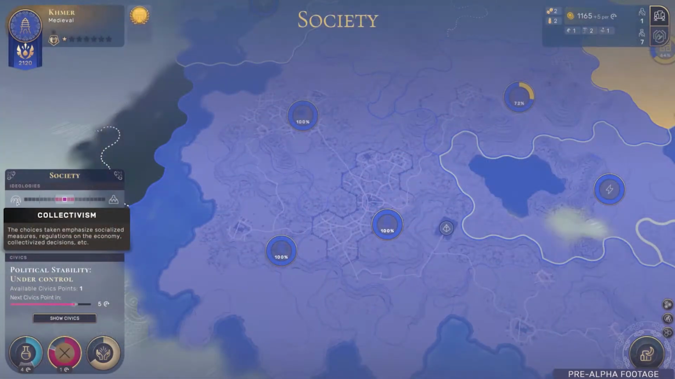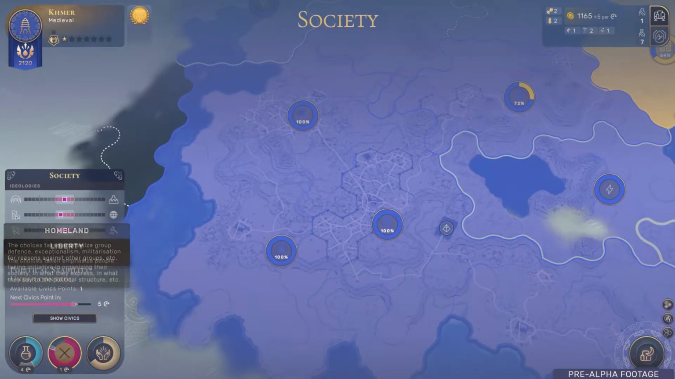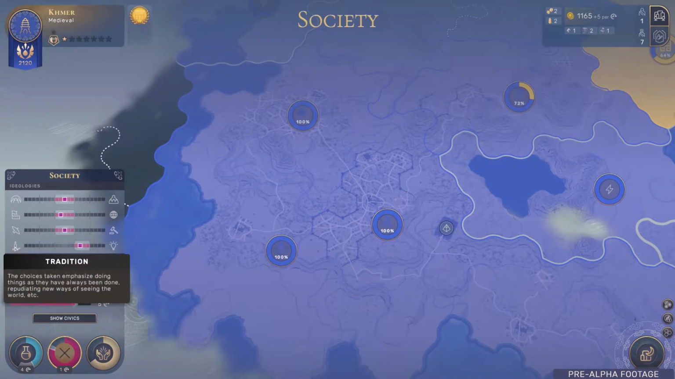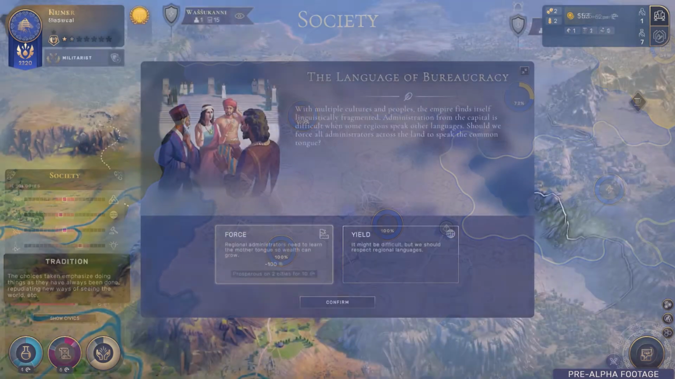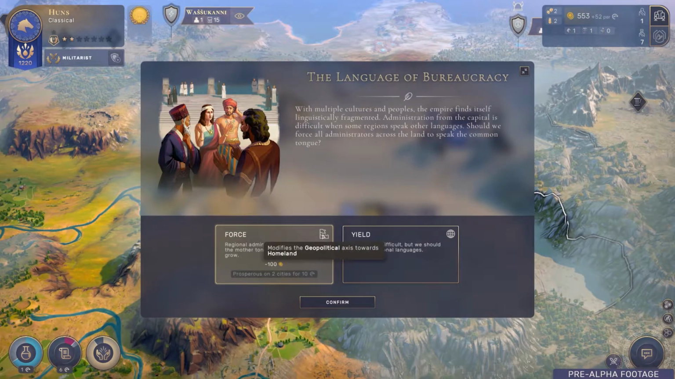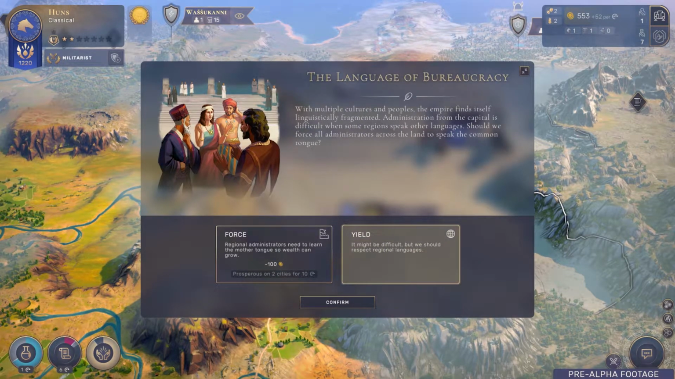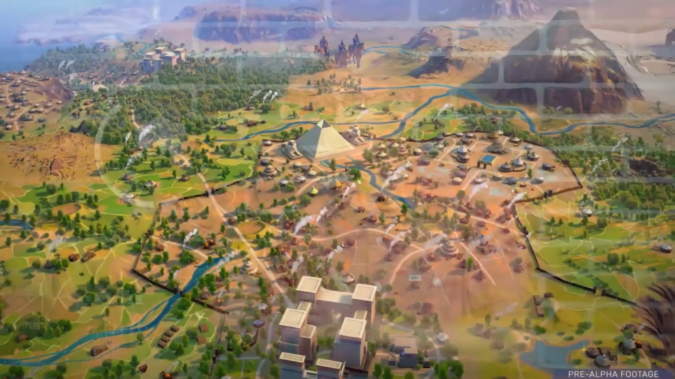Ideologies are how we represent in the game world the values and the structure of your society. And we do that across 4 different axes. There's the economy, geopolitics, government, and your society in general. Now what happens is each time you select a civics option or a narrative event pops up and you respond to it, you're moving your society somewhere on those 4 axes. And in that way, you're shaping your society through your gameplay and through the decisions that you make.